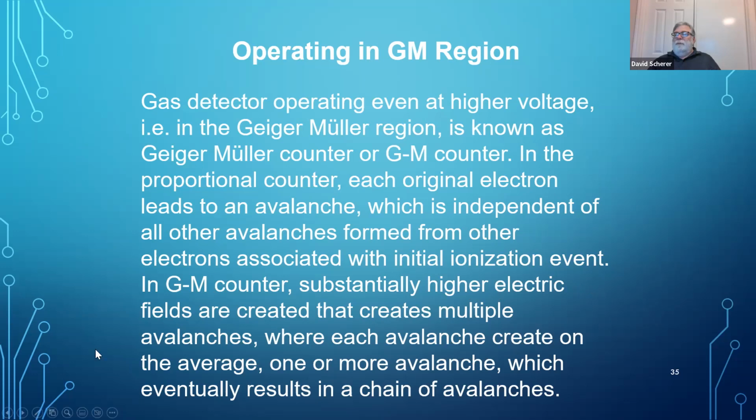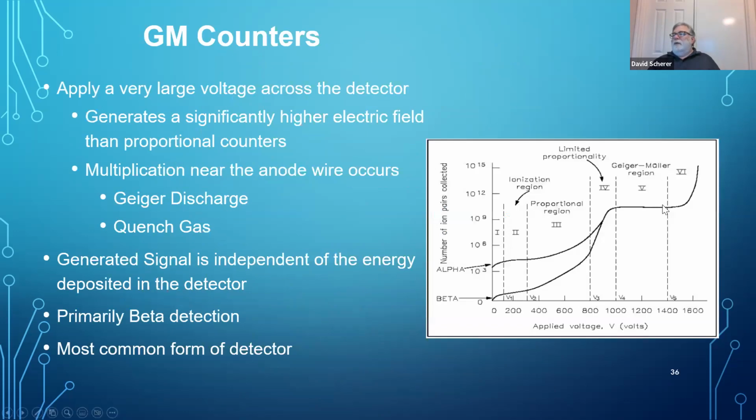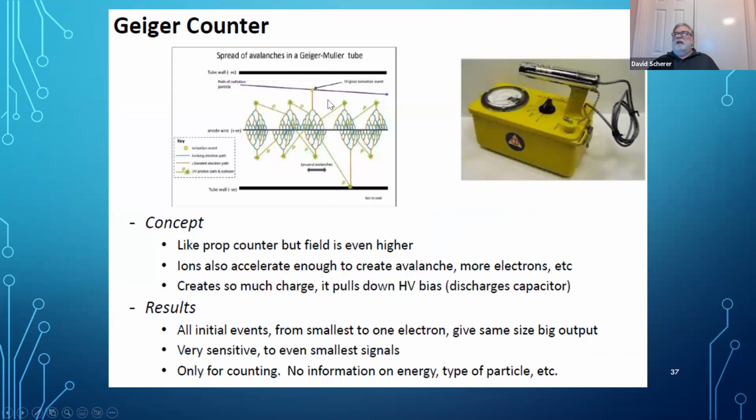This is a summary of what we've just talked about. It'll be good for you in your notes. So we have these avalanches taking place. And so again, Geiger counters operate in this region 5 on this chart, around 1,000 volts, depending on the geometry. They need a large voltage. A lot of amplification takes place. They have a Geiger gas, which includes some quenching gas, and the signal is the same no matter what energy is being deposited in the detector, but it's the most common form.